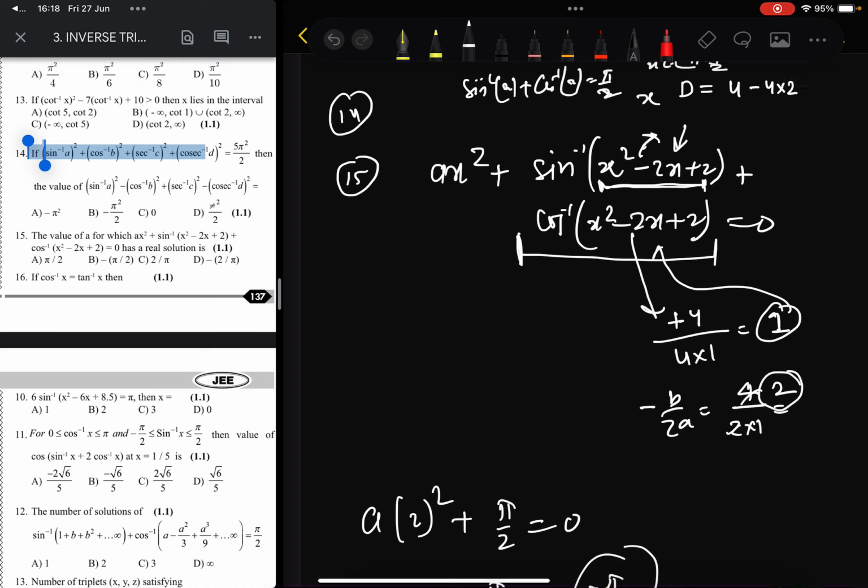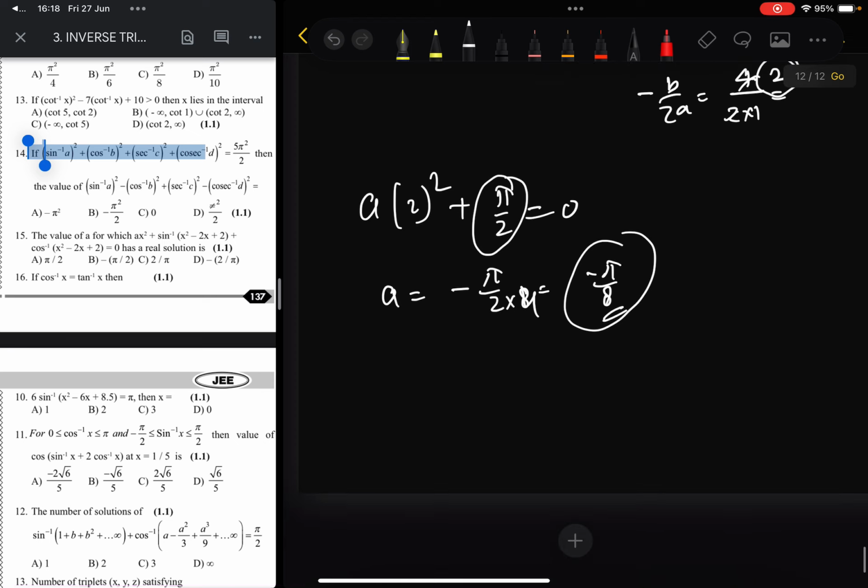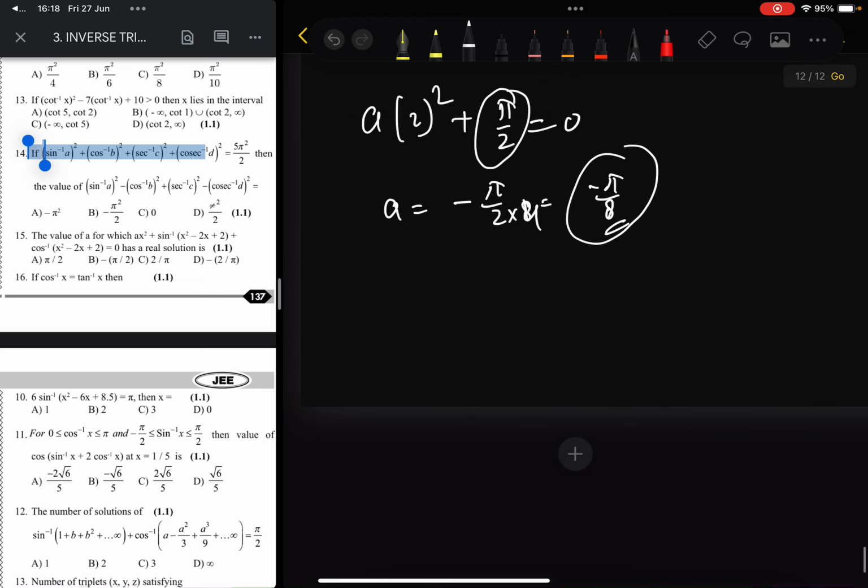Sine inverse 1 is pi by 2. This will be 0. So pi by 2. I am also taking pi by 2 here. Right. So this is the answer. Now question 16.